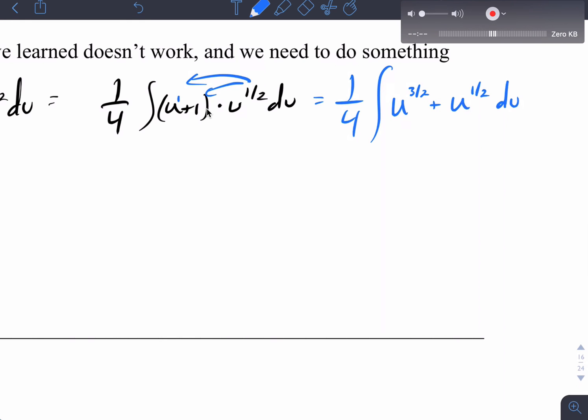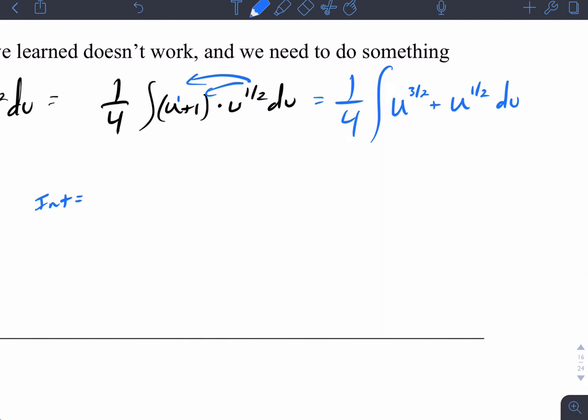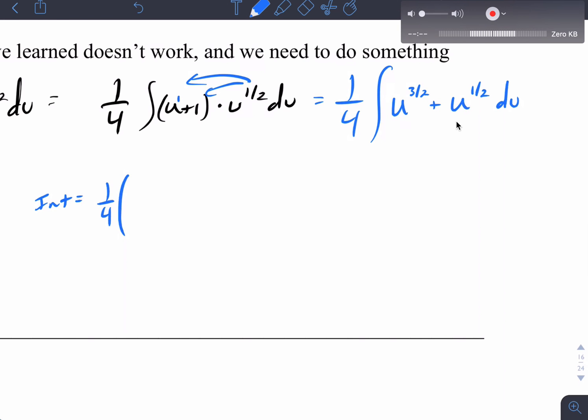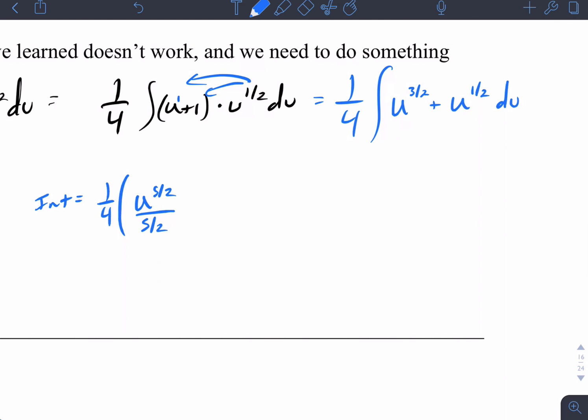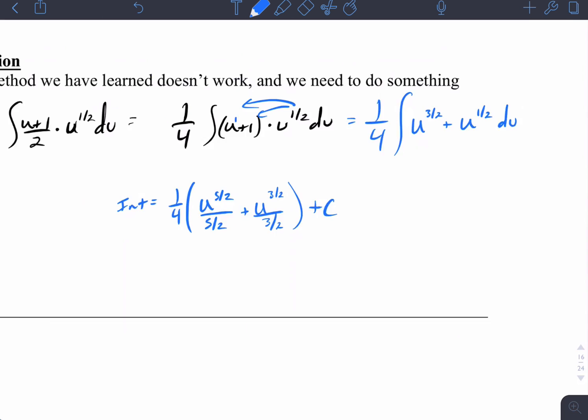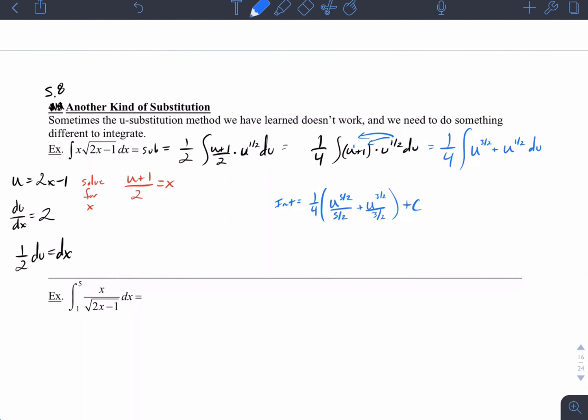Now we can start integrating. So when you integrate, you end up with 1/4, and then it's 1/4 times the integral of all this, so it's going to be u to the 5 over 2 over 5 over 2, because you add 1 to the power, plus u to the 3 over 2 over 3 over 2 plus c. And you're done. Okay. So there's 5.8.